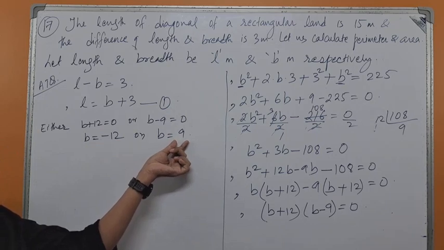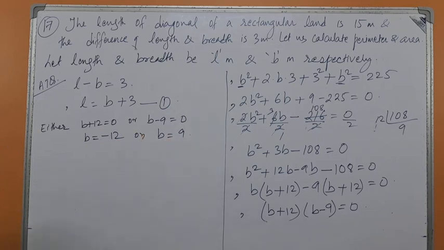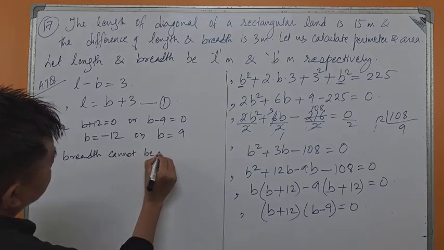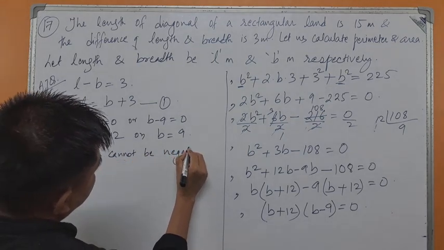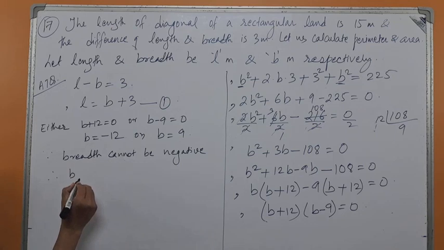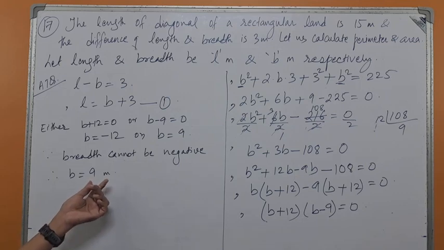Now we must consider the positive value of b, because b is breadth and breadth cannot be negative, isn't it? Since breadth cannot be negative, therefore breadth equal to 9 meters. So the breadth of this rectangular field is 9 meters.